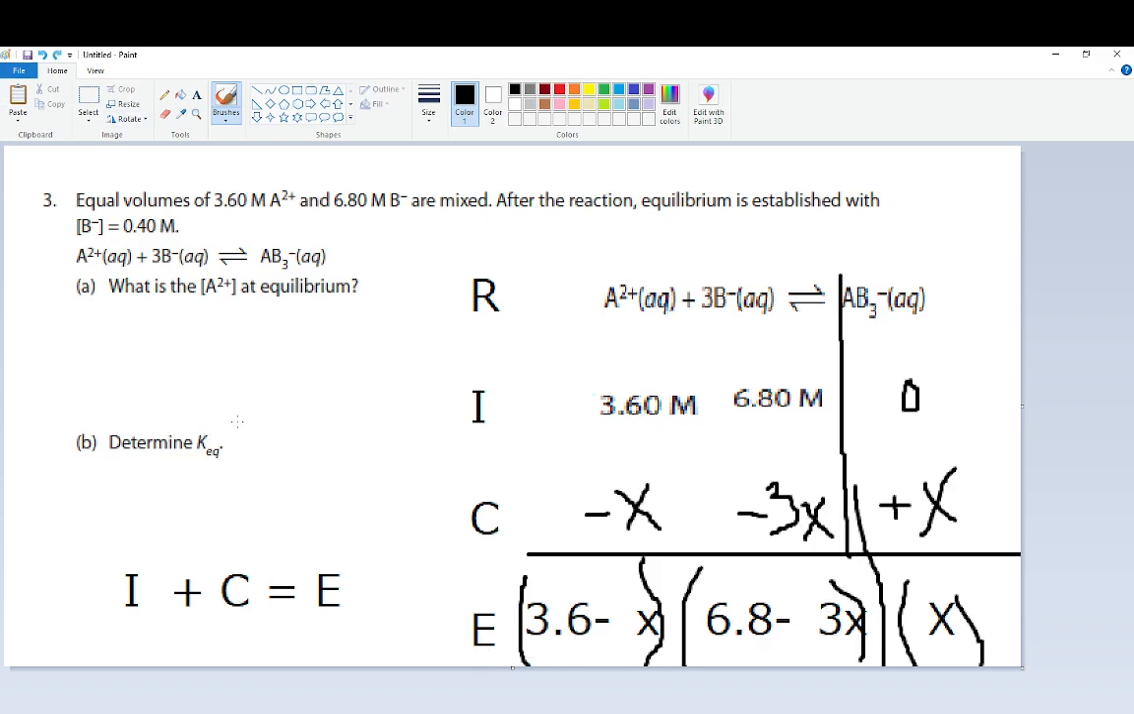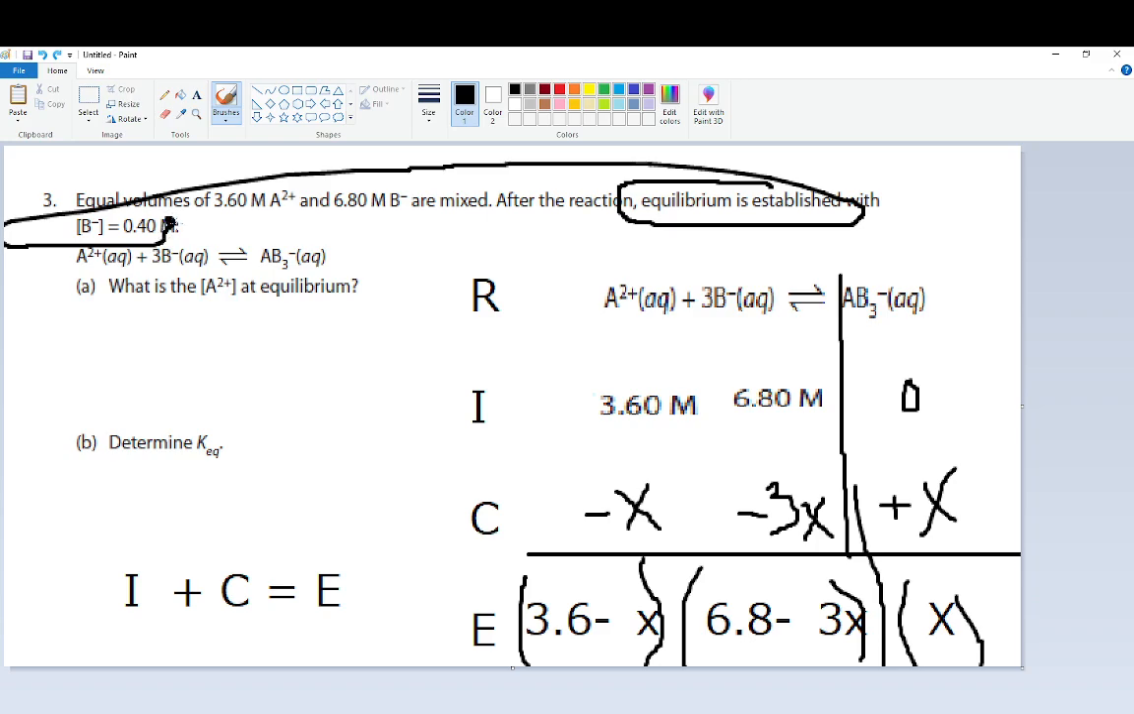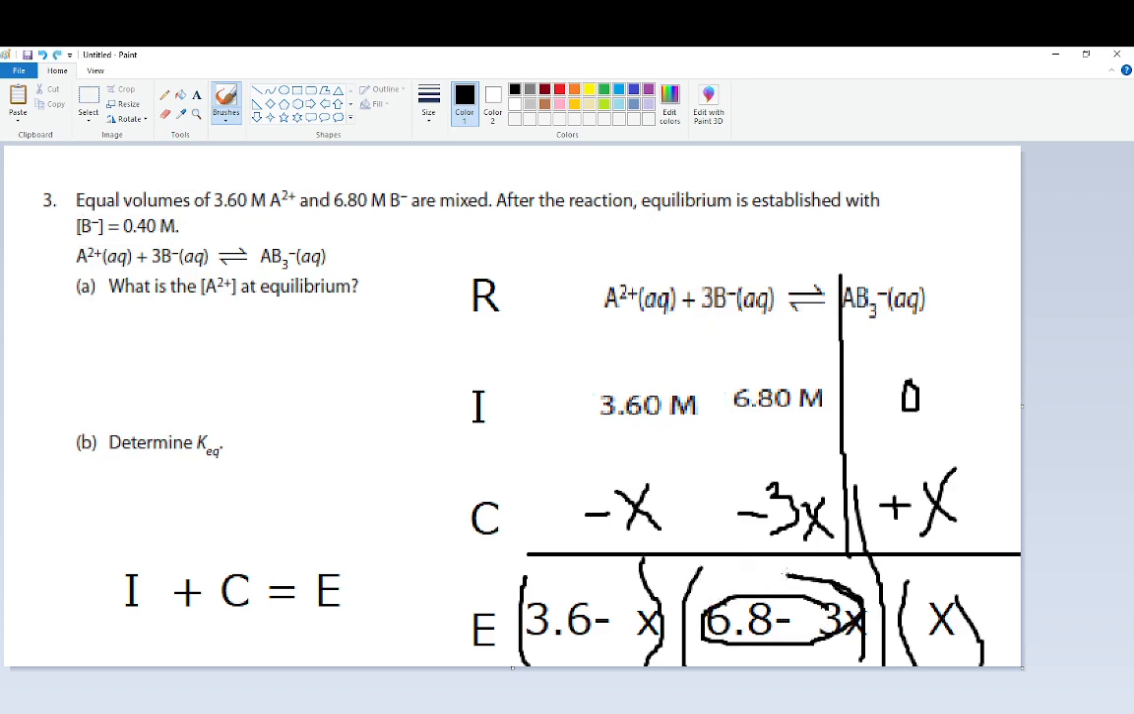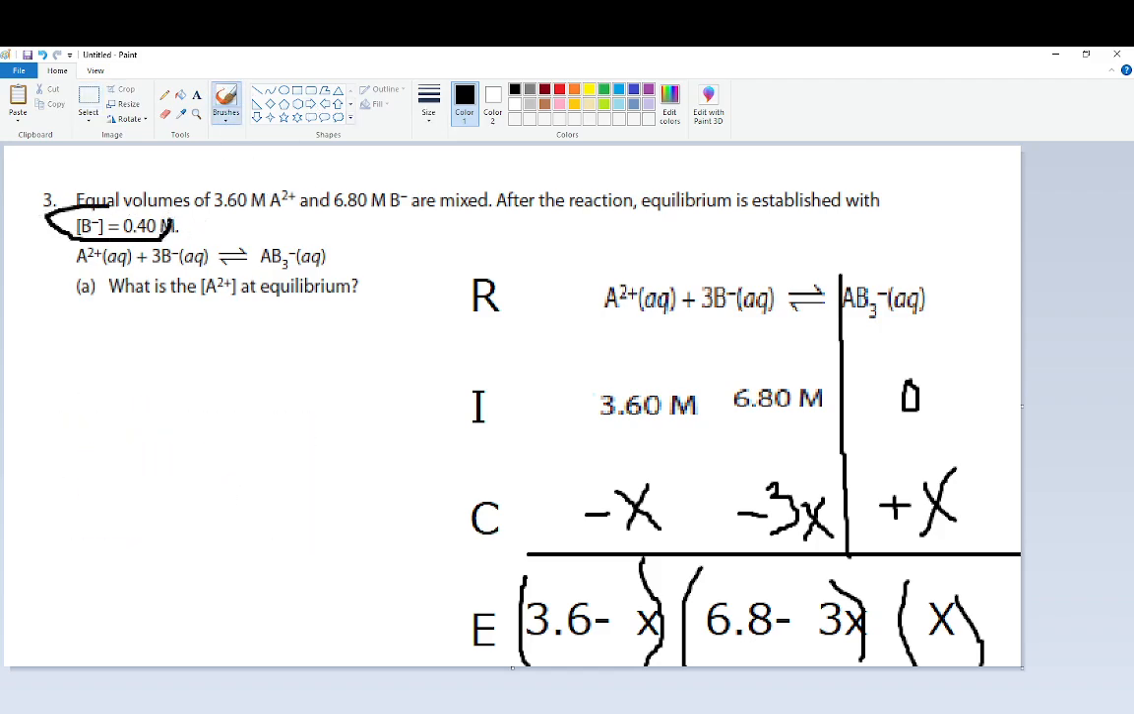And this is the initial side. Now, they don't tell us KEQ, but what they do tell us is that the equilibrium of B minus here is 0.4. That means this equation here is also equal to 0.4. So that means we can figure out what X is because we have one missing variable. We'll skip what determined KEQ is. So we're going to focus on what they tell me. They tell me that B minus at equilibrium is 0.4 moles.